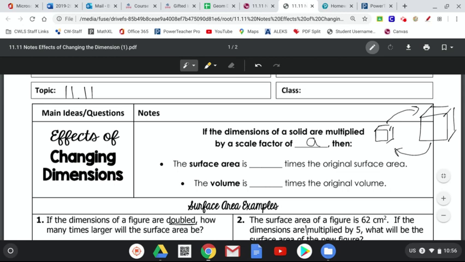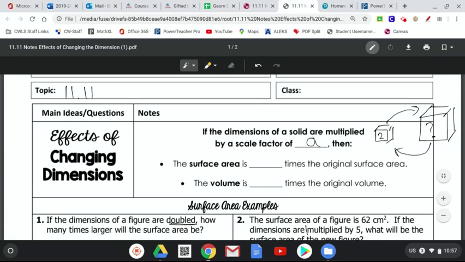But after they tell you what the scale factor is, we're going to try and find how many times the original surface area the new surface area is. So if this surface area is 2, how many times larger is the big surface area? Okay, it's not just going to be multiplied by the scale factor. It's going to be a little bit different.